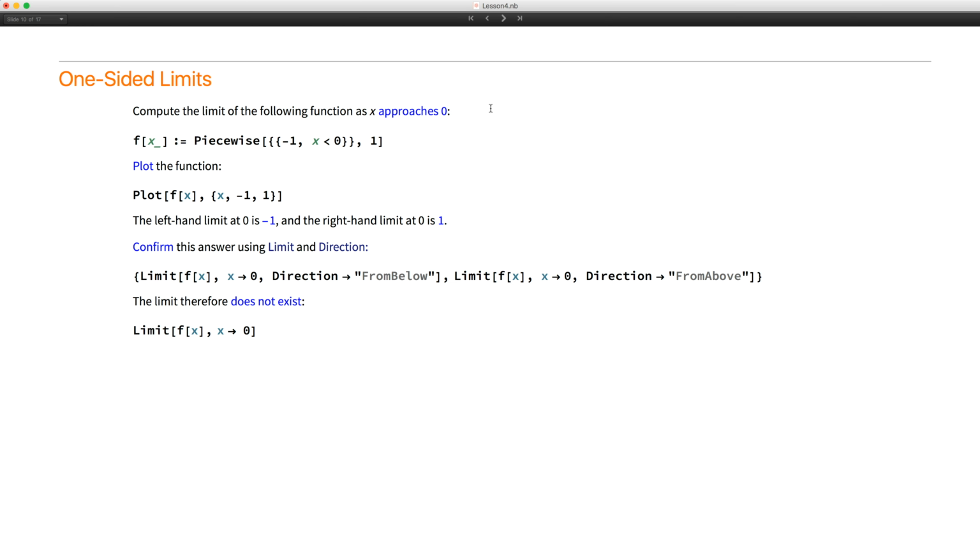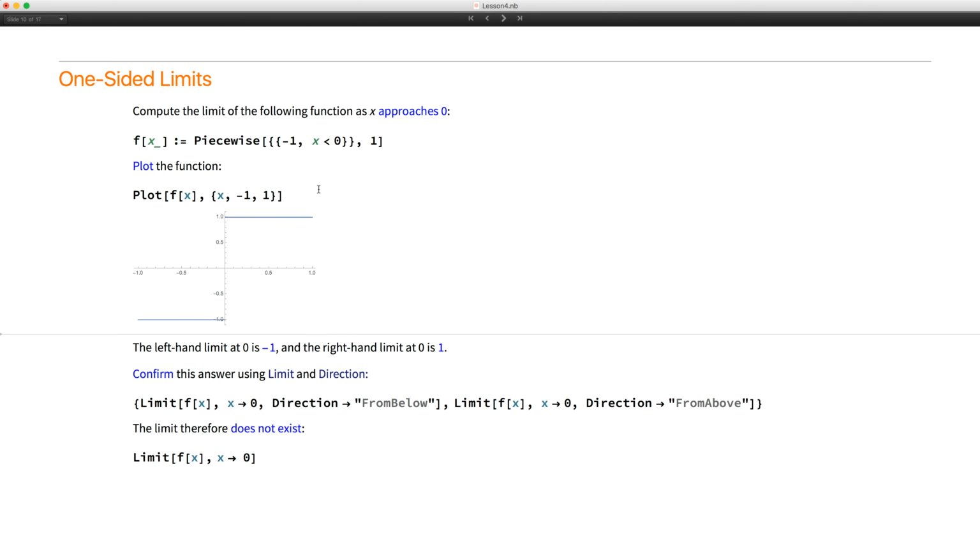Okay, so having talked about limits, it's convenient sometimes to talk about one-sided limits. So here's an example where you have a piecewise function. Now if you plot it, you see that when you approach the point 0 from the left, the answer is -1. When you approach it from the right, the limit seems to be 1.